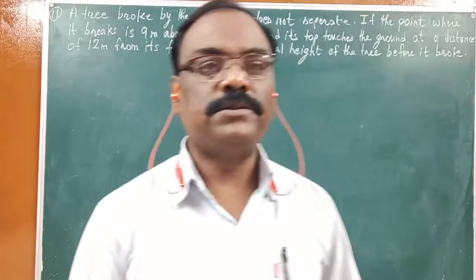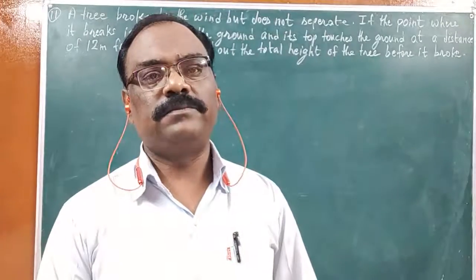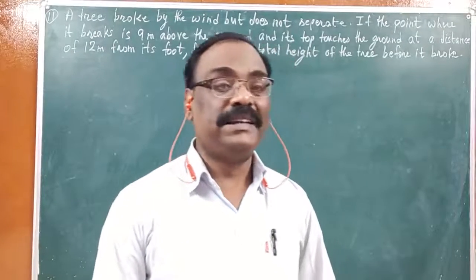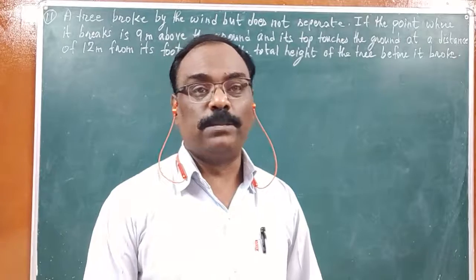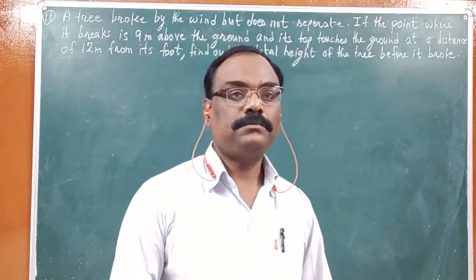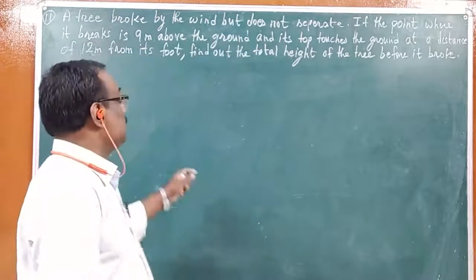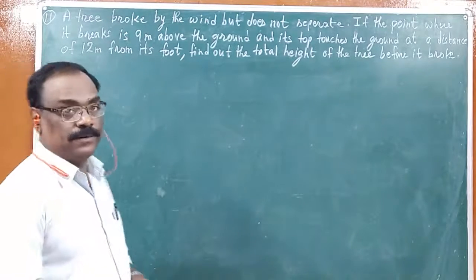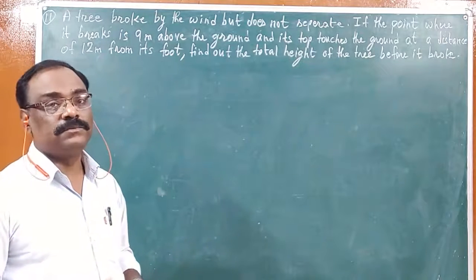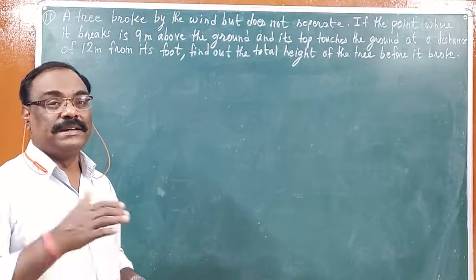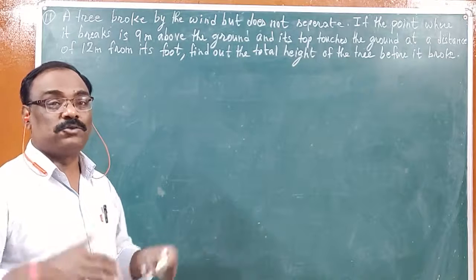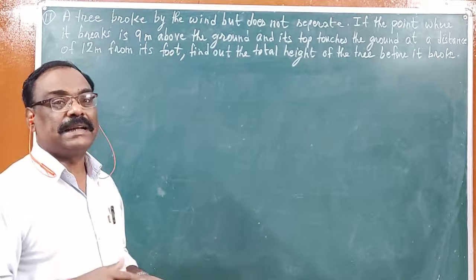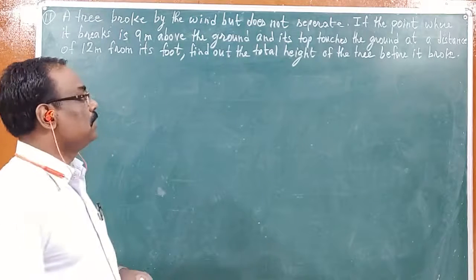Good morning students. In this video session, I have taken a question from exercise 15D. The question number is 11. The question says that a tree broke by the wind but does not separate. There was a tree. Because of that wind, the tree has broken but it has not got separated. Means some part is still attached to that tree.